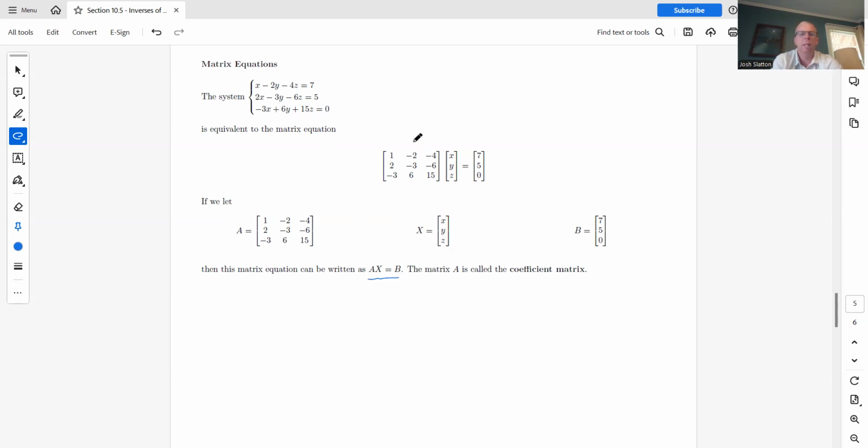And notice if you multiply out this matrix by this one, you end up with x minus 2y minus 4z, and then 2x minus 3y and 6z, and so on. And so you would essentially have these three equations. So we're just rewriting those three equations in matrix form. And so we have the matrix A as the coefficient matrix. And now what can we do with this? We essentially want to solve this equation for the matrix X, and then that would give us a solution.